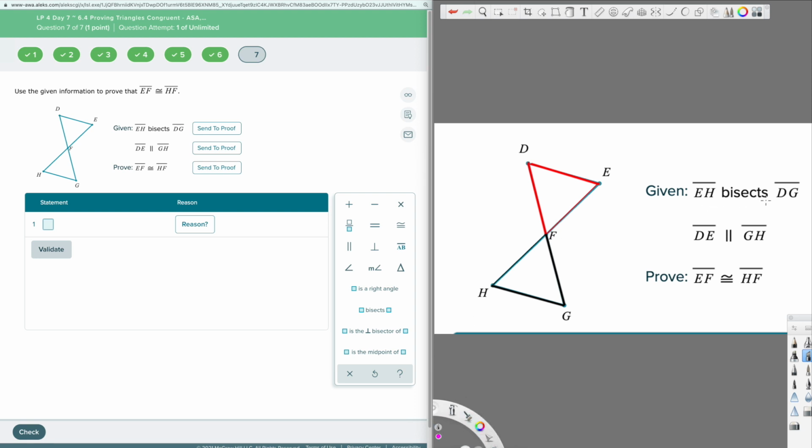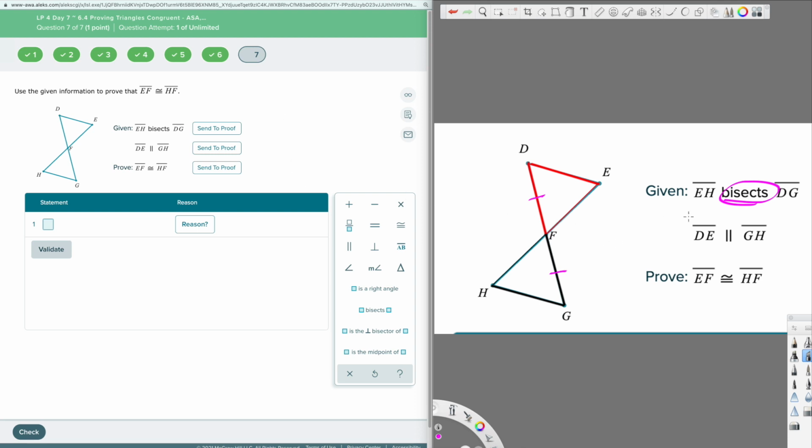EH bisects DG. I'm going to have to define that word bisect. What does it actually mean? So if EH bisects DG, then this line, and I know I didn't do that very nicely, but this line cuts this other one in half. And that means I have two equal pieces. I'm not given that outright. I'm given the word bisect, and I have to define what it means when a segment bisects another segment. So I'm going to have to define segment bisector.